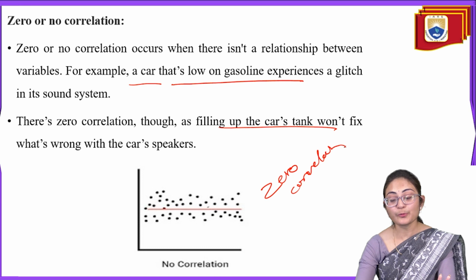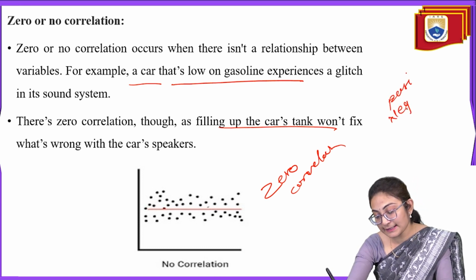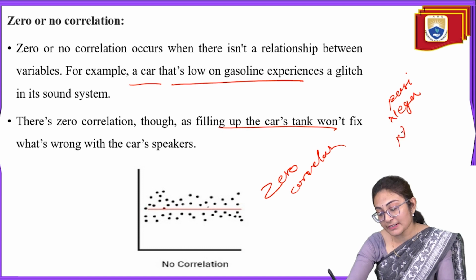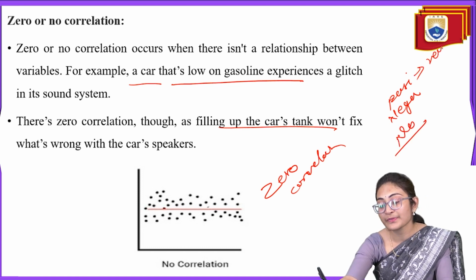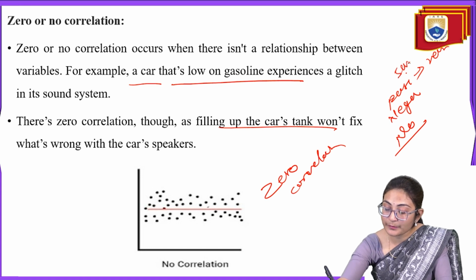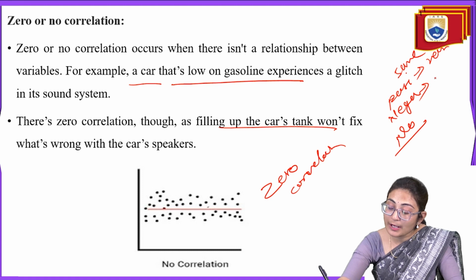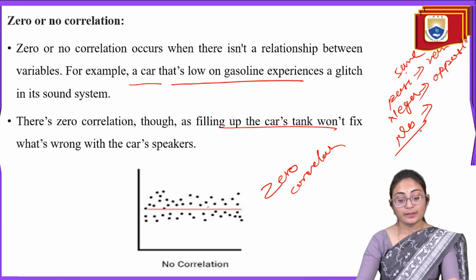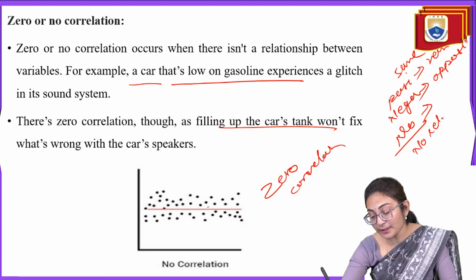There are three types of correlation. First one is the positive correlation, then negative correlation, and next one is no correlation. In positive correlation, your variables move in the same direction. In negative correlation, variables will move in opposite directions. And in no correlation, there is no relation between the variables.